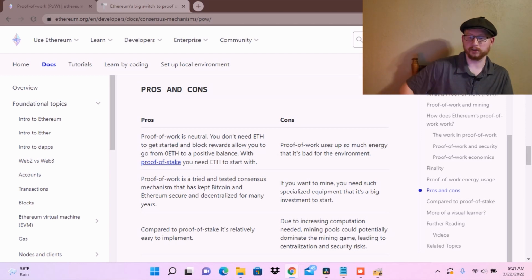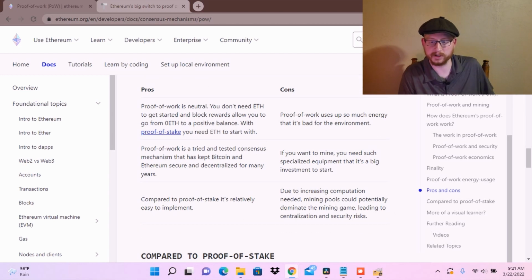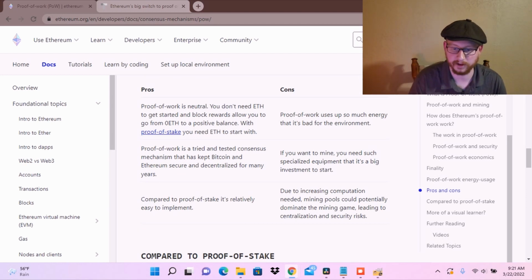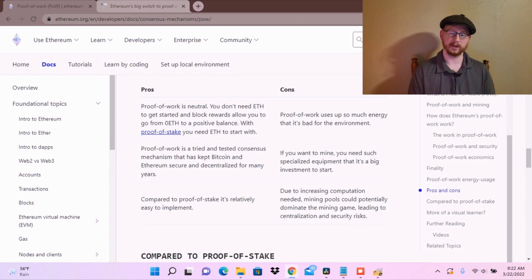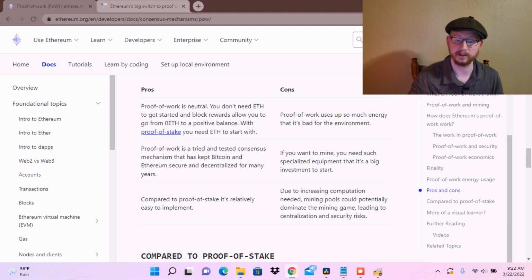Proof of work is neutral. You don't need Ethereum to get started, and block rewards allow you to go from zero ETH to a positive balance. With proof of stake, you need ETH to start with. Proof of work is a tried and tested consensus mechanism that has kept Bitcoin and Ethereum secure and decentralized for many years. Compared to proof of stake, it's relatively easy to implement. Cons: proof of work uses so much energy, repeated and repeated. It's bad for the environment.